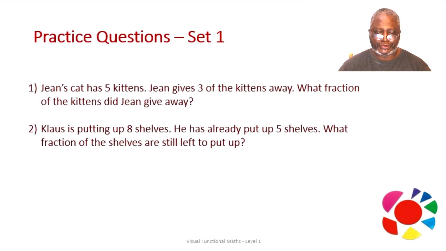Let's look at some practice questions. Set 1. Jean's cat has 5 kittens. Jean gives 3 of the kittens away. What fraction of the kittens did he give away? Claus is putting up 8 shelves. He has already put up 5. What fraction of the shelves are still left to put up?